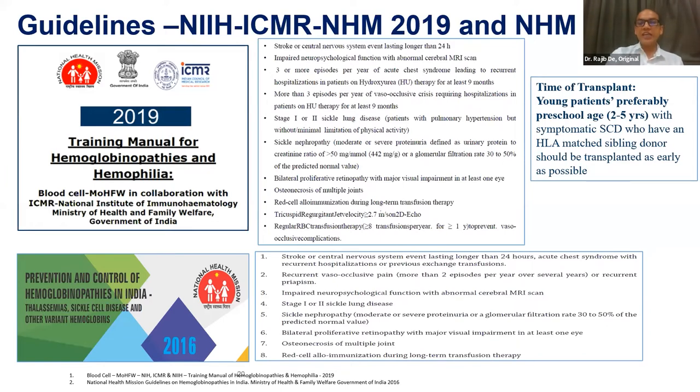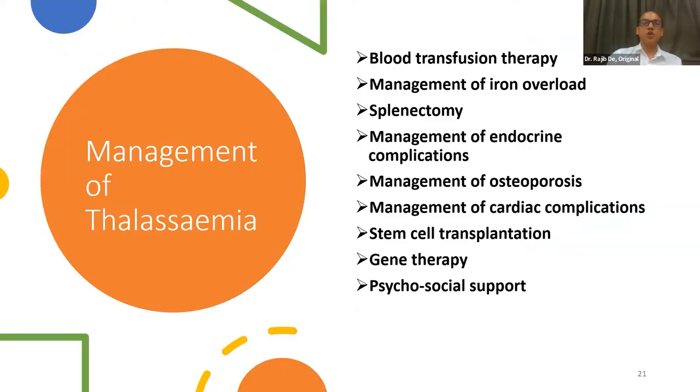And we also have the national NHM guideline, also published in 2019. Under this National Health Mission, we now have HCP, the Hemoglobinopathy and Hemophilia Control Program, and different states have adopted this program, and my state, West Bengal, is also part of it. So we run our thalassemia control program under HCP, the Hemoglobinopathy Hemophilia Control Program, which is under the National Health Mission.